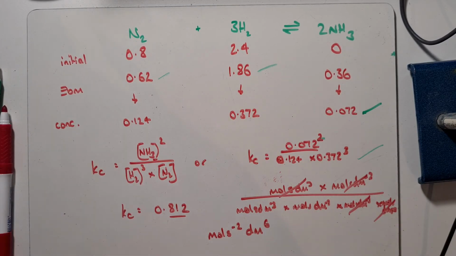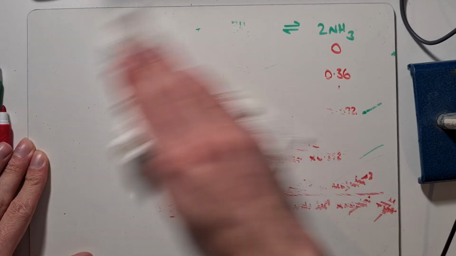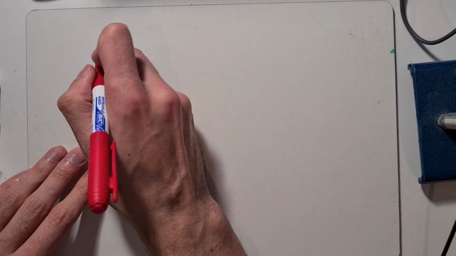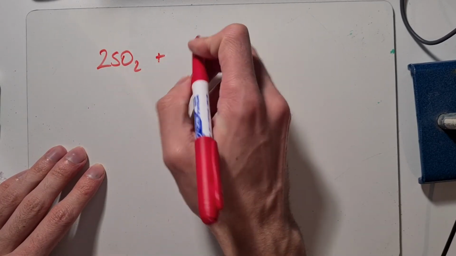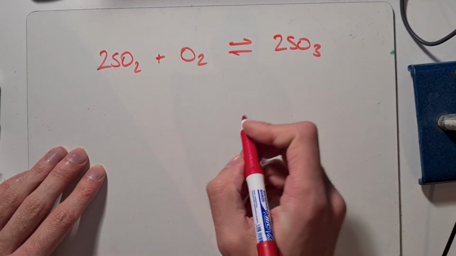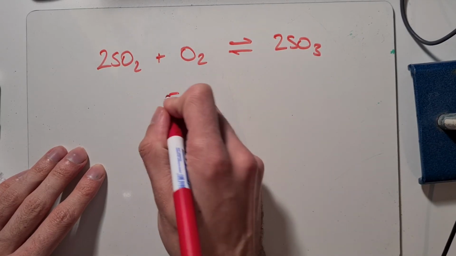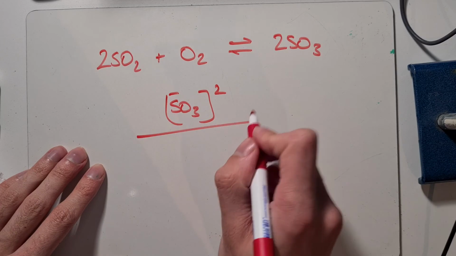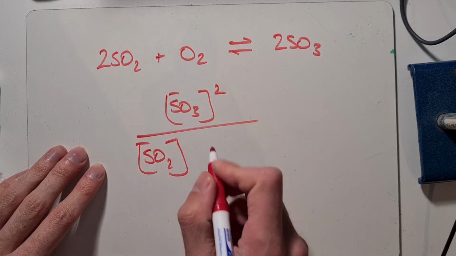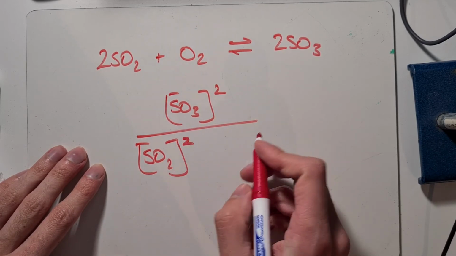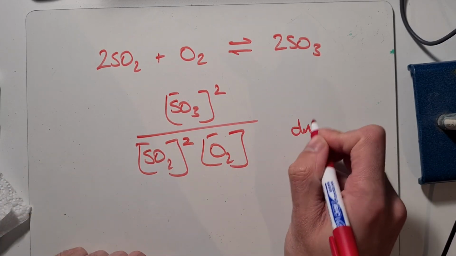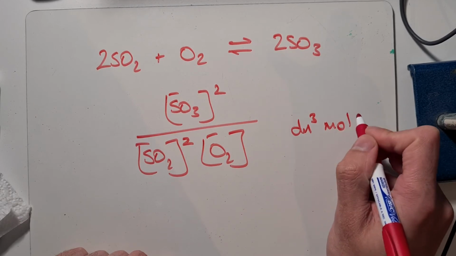D part 1 wanted the Kc for that expression. So the equation was 2SO2 plus O2 goes to 2SO3. So we'll have SO3 squared because 2 before it, over the concentration of SO2 squared times the concentration of O2. So that was 1 mark. The units here would be decimeters cubed per mole.